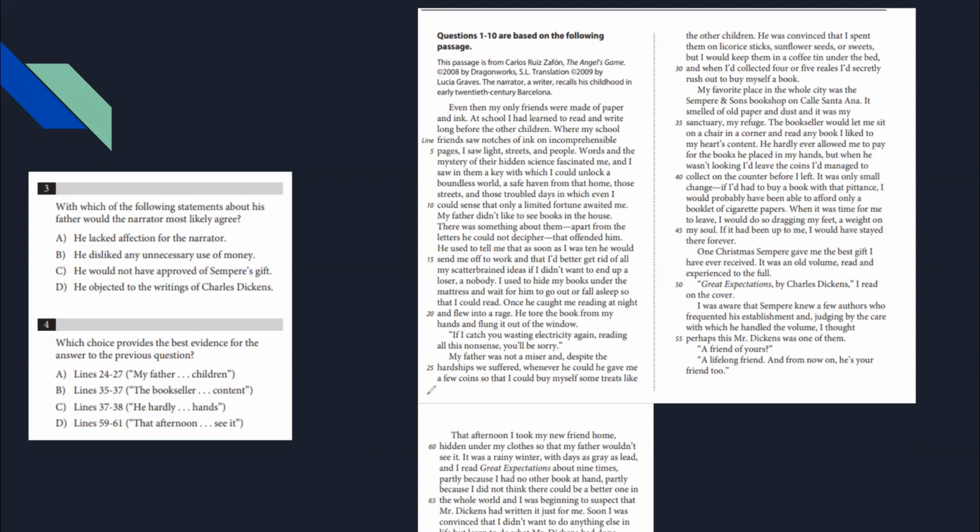So 24 to 27: "my father" through "to the other children." The next one is 35 to 37, "the bookseller" through "content." That's here. And then 37 to 38 is "he hardly ever allowed me to pay for the books he placed in my hands." And then 59 to 61 is "that afternoon" through "to see it."